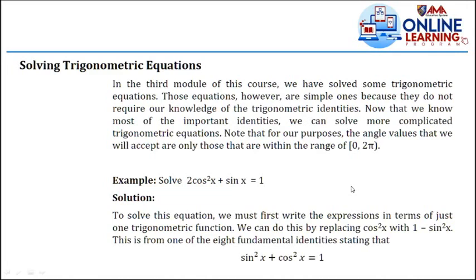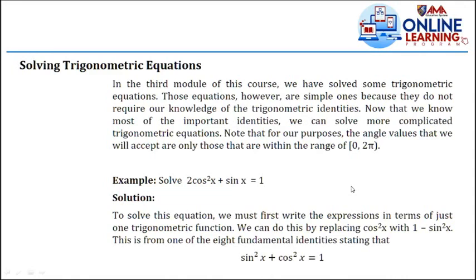So we have our example. Solve 2 cosine squared x plus sine x is equal to 1. Last week, we discussed other trigonometric identities. We have formulas such as sine 2 theta equals 2 sine theta cosine theta, and also cosine squared theta minus sine squared theta is equal to cosine 2 theta. So we have here another example: solve 2 cosine squared x plus sine x is equal to 1.